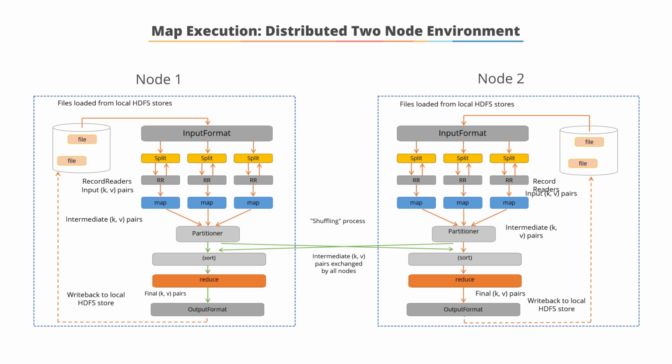Thereafter, a partitioner assigns the records to the reducer. In the shuffling phase, the intermediate key value pairs are exchanged by all nodes. The key value pairs are then sorted by applying the key and reduce function. Again, the output is stored in HDFS based on the specified output file format.